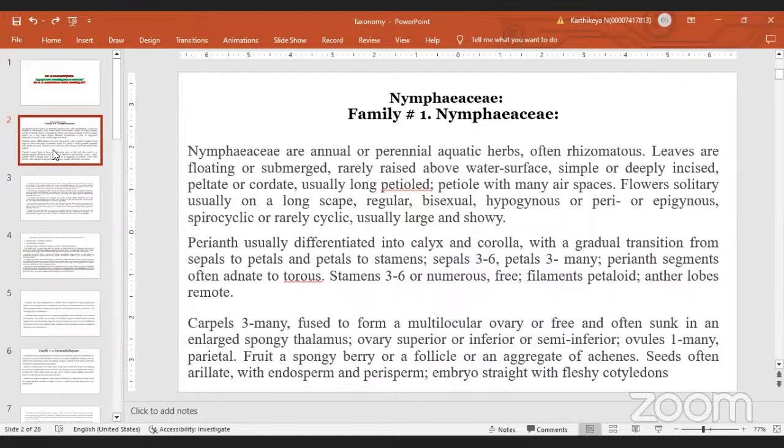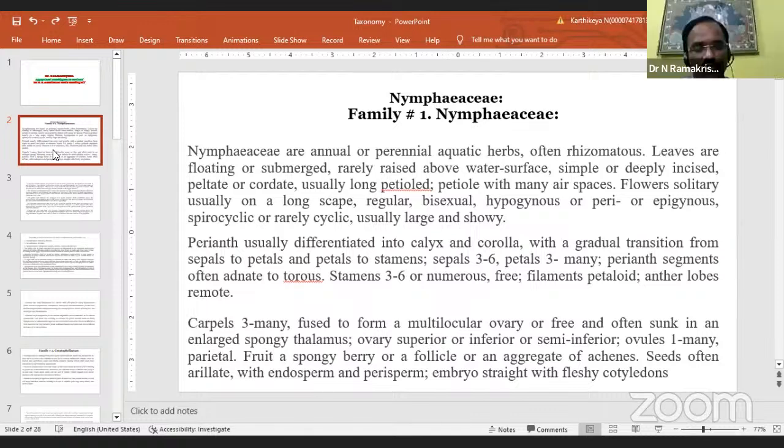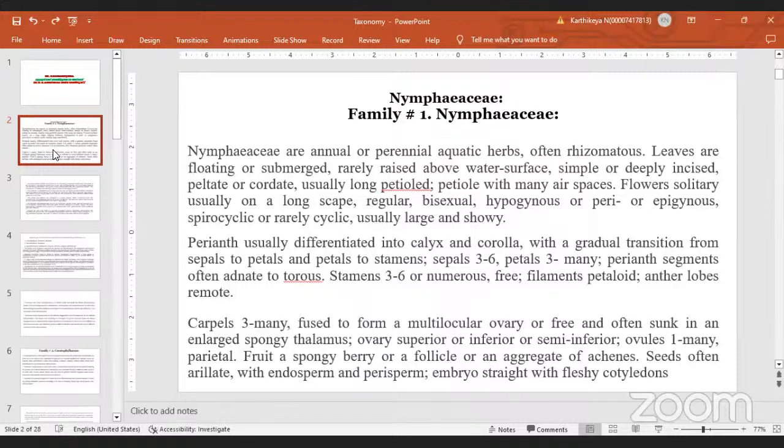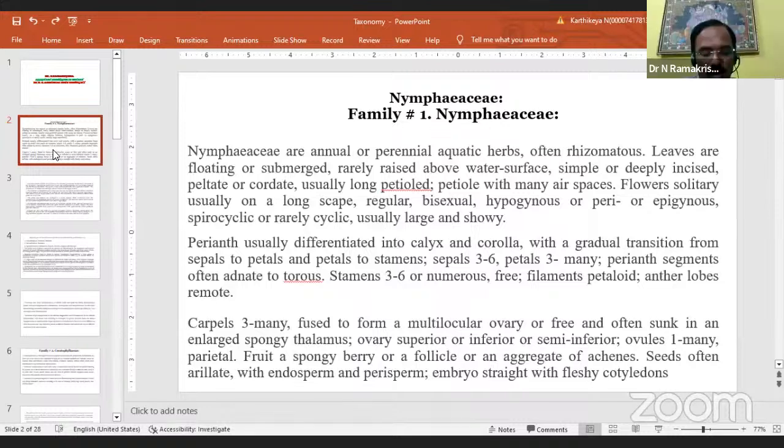Next, based on the positions. Again, these meristems are divided into three categories. Number one is apical meristems. Number two is intercalary meristems. And the third one is lateral meristems.